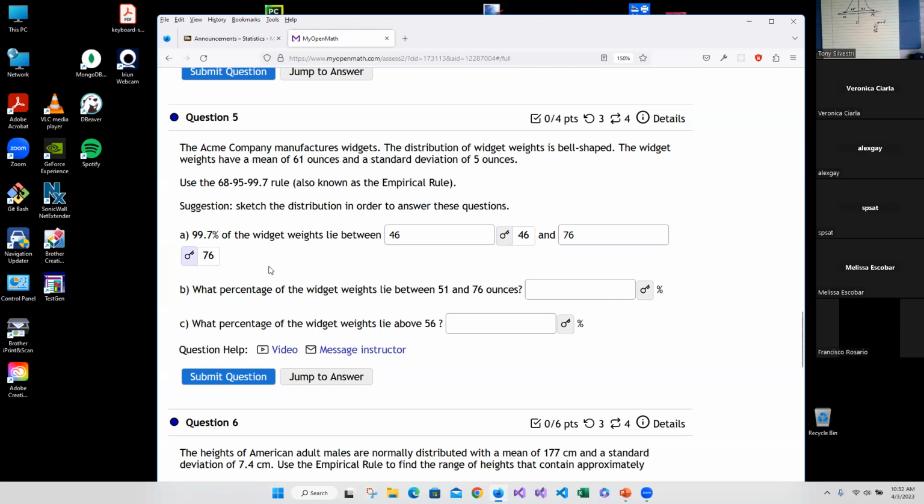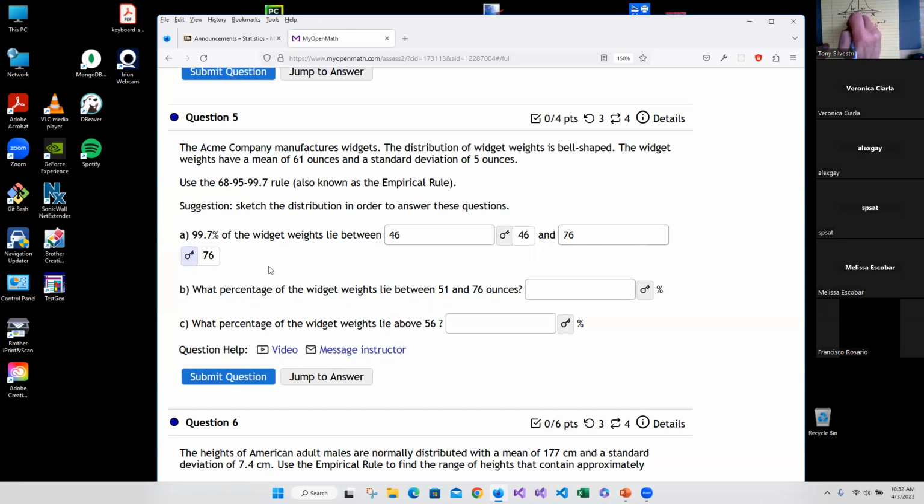Okay. What percentage lie between 51 and 76? Well, in order to answer that question, I need to know how many standard deviations away we are from the average. Okay, 51 is smaller than 61. So let's make 51 here. Okay, let's be careful. 51 is how many standard deviations? 2 standard deviations. 51 is 2 sigmas away from the average.